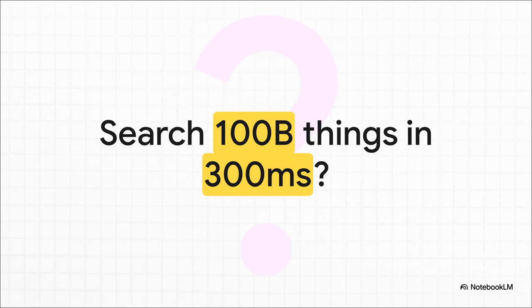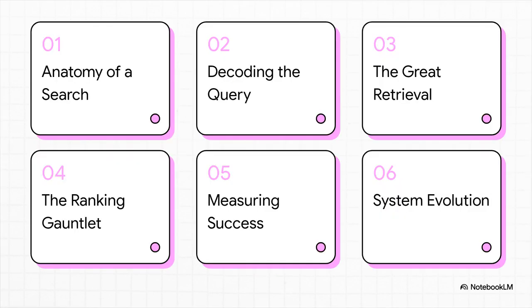Think about that. How does an AI system instantaneously sort through an absolute ocean of data, understand exactly what you mean, and hand-deliver the perfect results? Those are the impossible stakes of this engineering problem, and today we're going under the hood to see exactly how they pull it off. Here's our roadmap for the explainer. We'll start with the anatomy of a search, move to decoding the user query, and then the great retrieval. From there, we hit the ranking gauntlet, measuring search success, and we'll wrap up with trade-offs and system evolution.